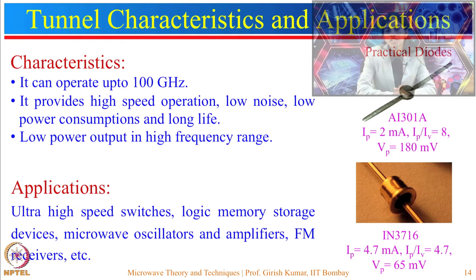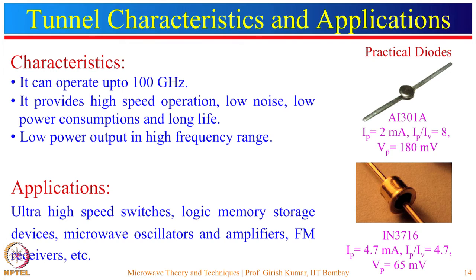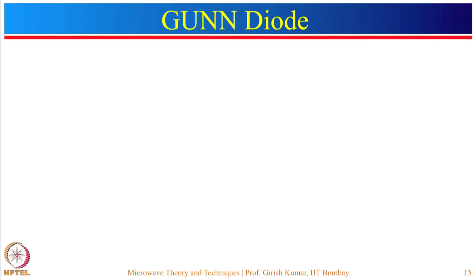Here I have included two examples of practical diodes. The first one is used by the Russian military for switching applications, and the second one, that is IN3716, is used to make oscillators or transmitters. So depending upon the application, again one can choose the diode.